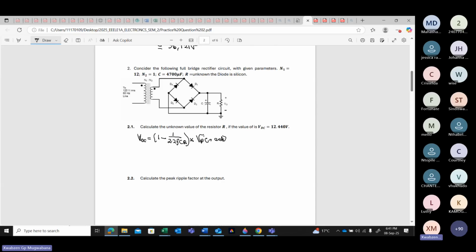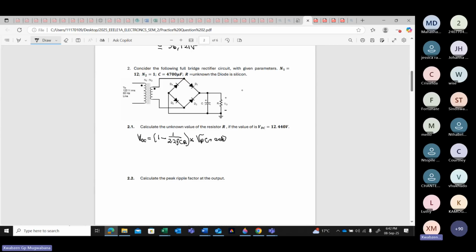Now, you will see that on this equation, VDC is that one there, 12,440 volts. Now, 1 is a constant value. Minus 1 divided by 2 multiplied by 2, those are constant values. The frequency is given there from the circuit, which is 60 hertz. Then the capacitance value is there. What is missing? Your resistance value is the one which is missing, multiplied by your V peak rectifier. How do I get this V peak rectifier?